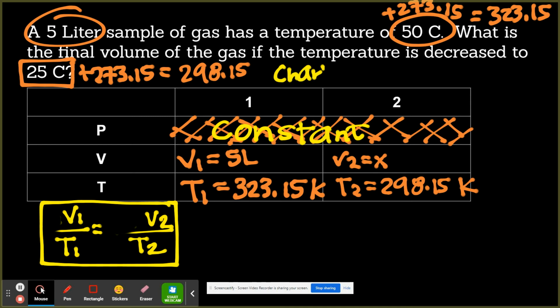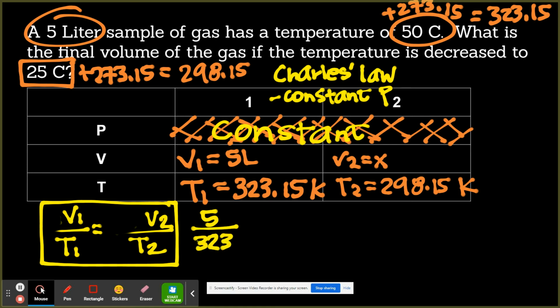And in Charles' law, what is constant? Constant is P. And what is changing here, guys, is volume and temperature. So again, what's constant here is P. All right. So how do we do this? Let's just plug it in. V1 again is 5 over T1, which is 323.15, equals V2, which is X, over 298.15. So how do you solve for X here?